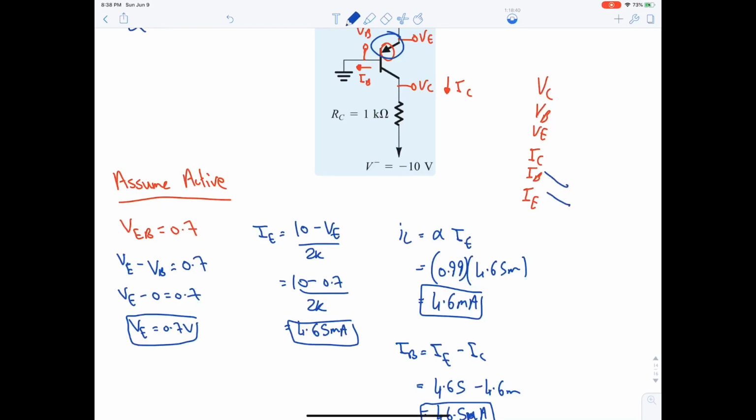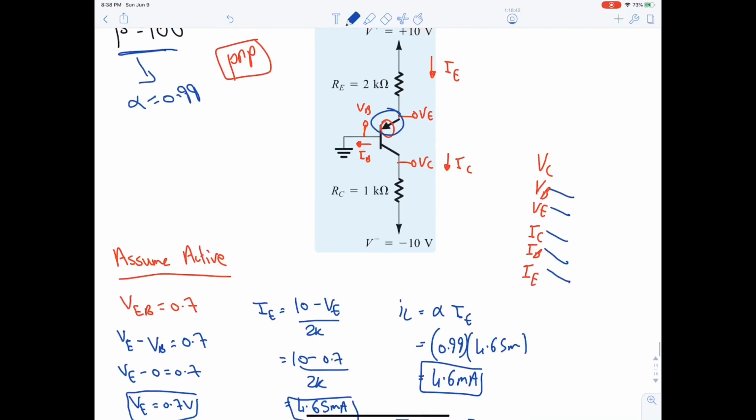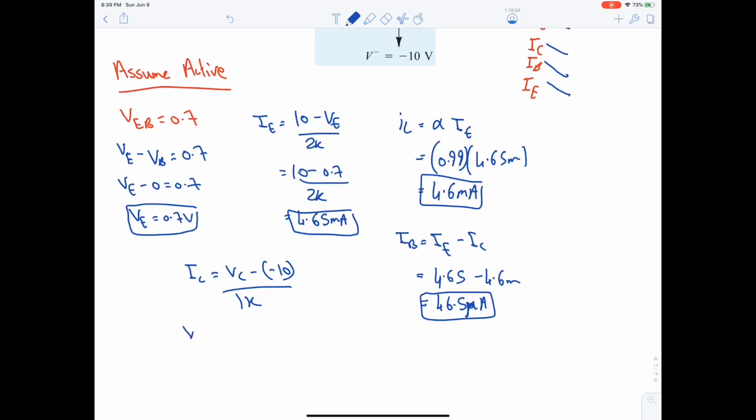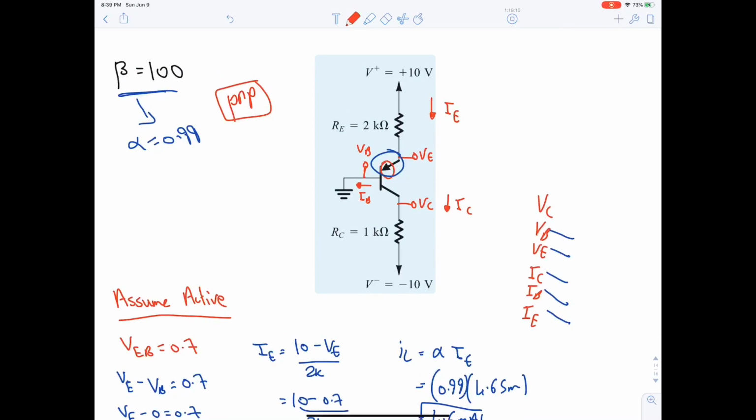Okay, after finding IB, let's find VC. We found the I's, E and B. Now IC. Last thing is VC. We will do Ohm's law. VC is equal to 1K multiplied by 4.6 milli minus 10, equal to minus 5.4 volt. Last but not least is to do the check. Check is the terminal or the junction opposing the arrow, so it will be VBC.